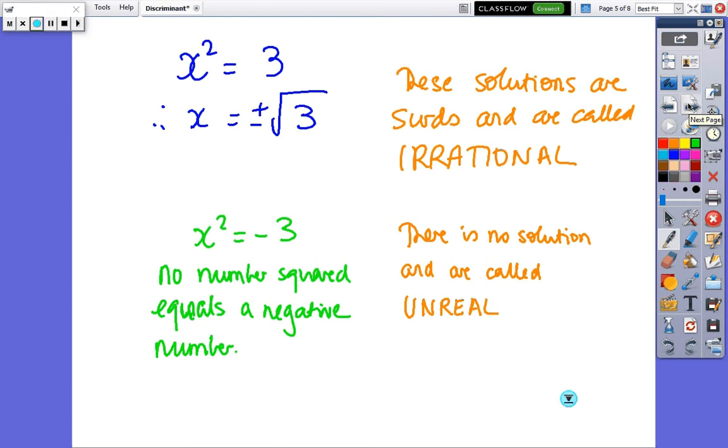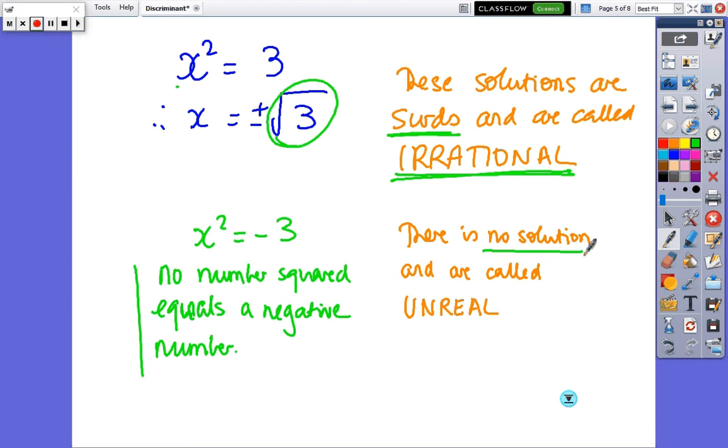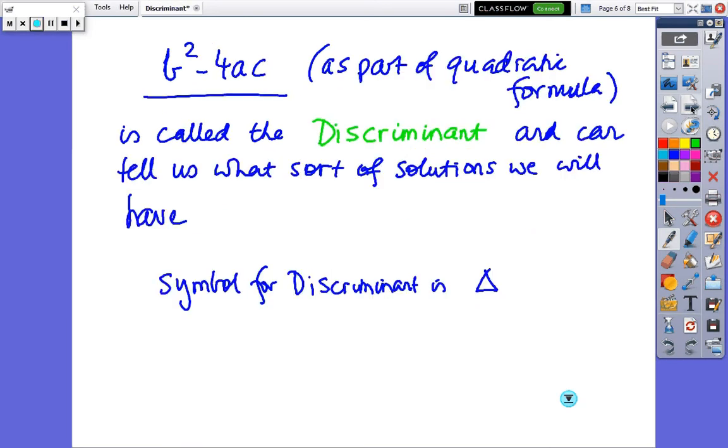Now there might be a quadratic where you end up with x squared equals 3, so x equals plus or minus root 3. You can't square root 3. These are surds, and these are called irrational. So you've done those before. And another one might be x squared equals minus 3. No number squared can equal a negative number, so we have no solutions, and this is a new word for some of you. They're called unreal. When you do high-level maths, you can get solutions to an unreal one. Okay, copy and come across.